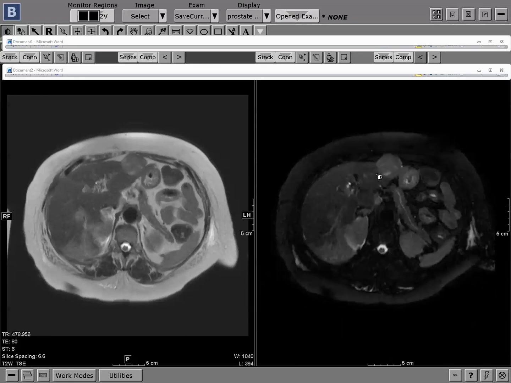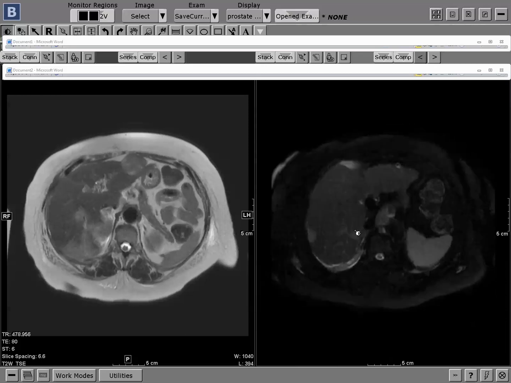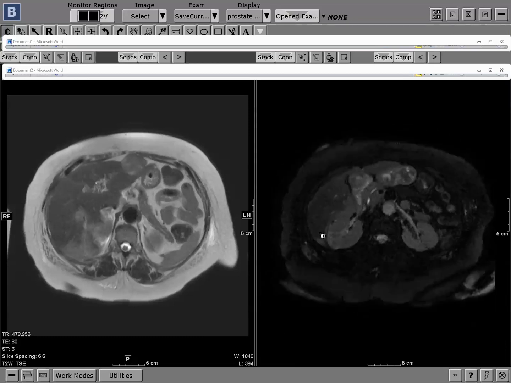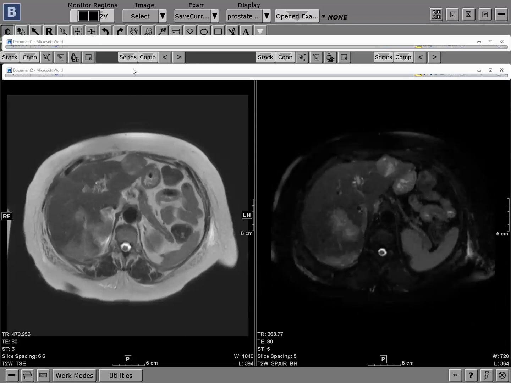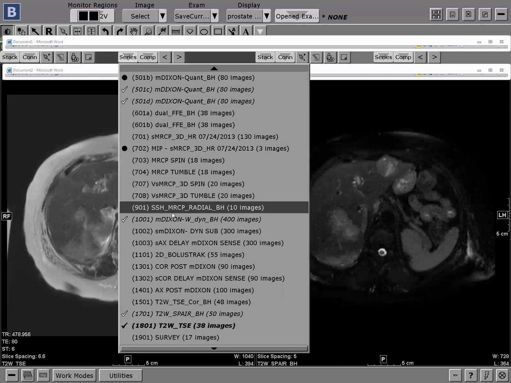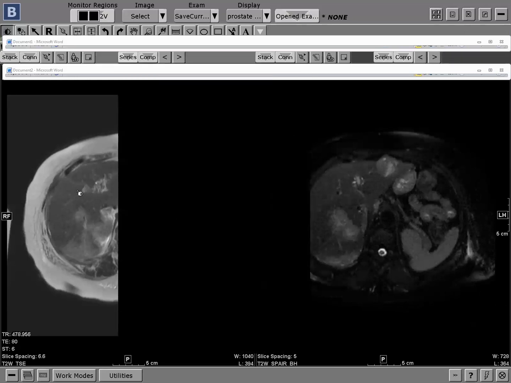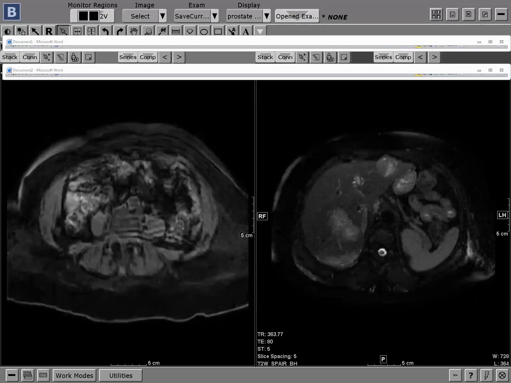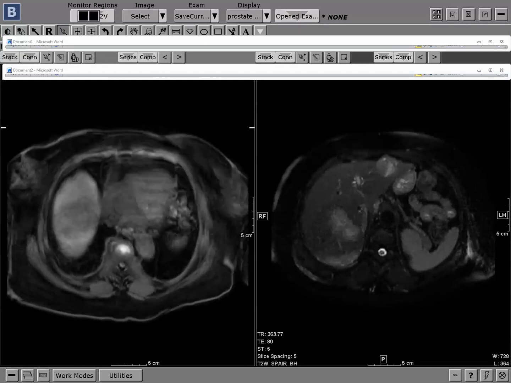You can see there's a kind of mass-like lesion here, and then a more infiltrative appearance of lesions in the right hepatic lobe, right? So I didn't read this case, but the patient basically is not able to hold still very well.